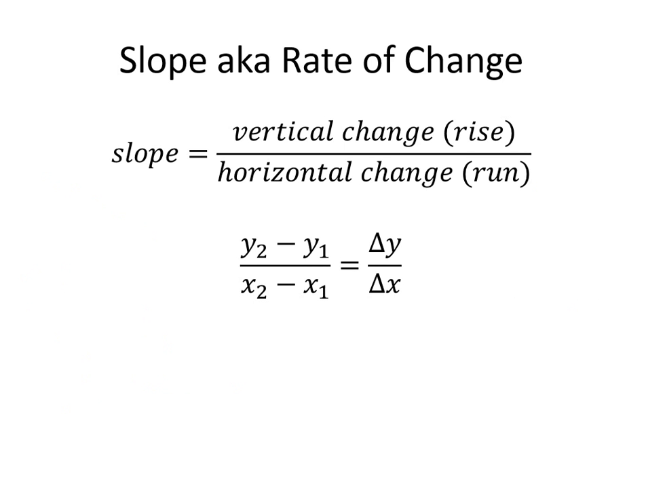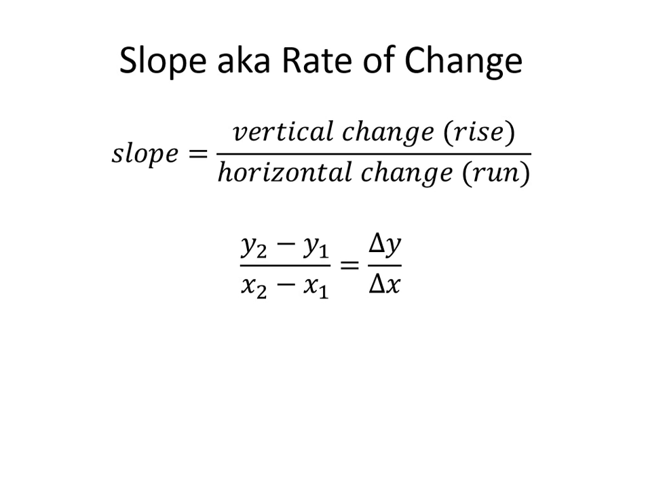Now the next thing is the slope, or the rate of change. They're both used almost interchangeably. And the slope is the vertical change divided by the horizontal change. Vertical change all over the horizontal change, or the rise over the run. You've probably heard that. Rise over run. Vertical change over horizontal change. That is your slope, or the rate of change.